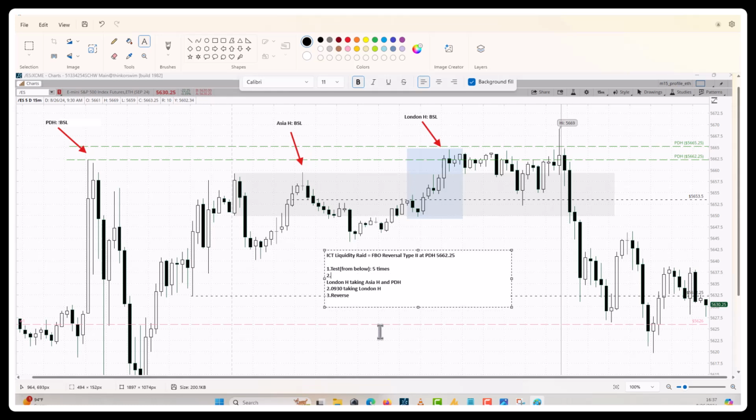And then you have the break, which is exactly 9:30 break it, plus a buy-side liquidity raid right there, and then we have a reverse at 9:45 right there. See that? And here's our note right here.